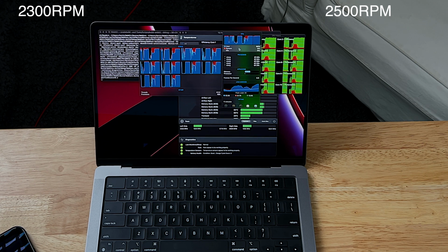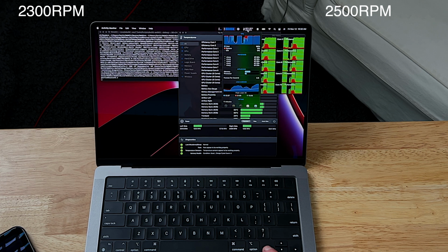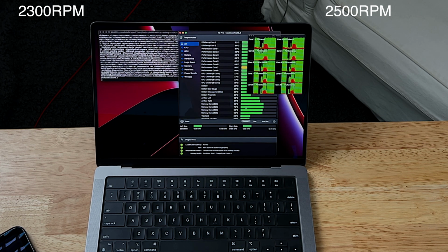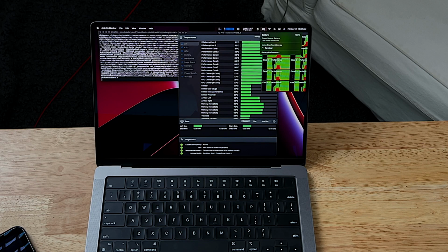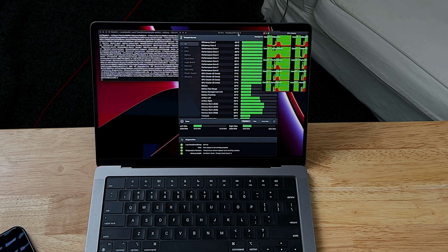All right, so finally, as we're approaching the 7 minute mark, the fans are starting to spin up at 2300 on the left and 2500 on the right here. Temps are 89 still. Okay, so now the performance cores are starting to push a little bit. I mean, still not a ton. Battery still sitting at 100%. Okay, so now we're pushing and we're at 7:31.